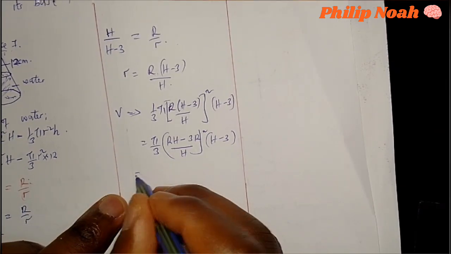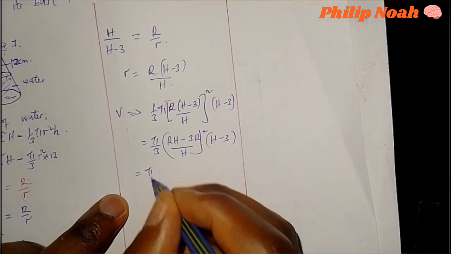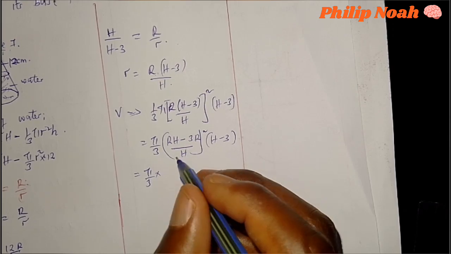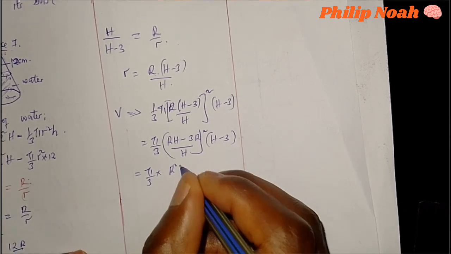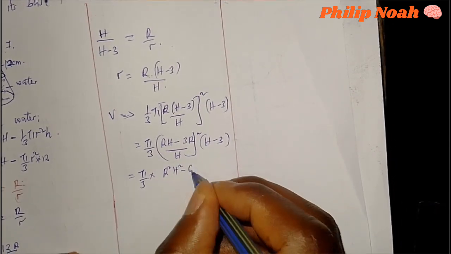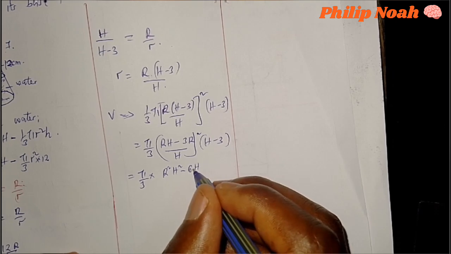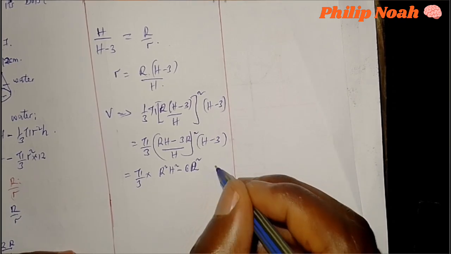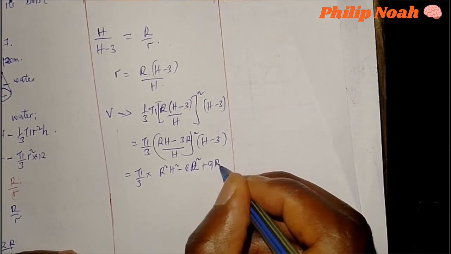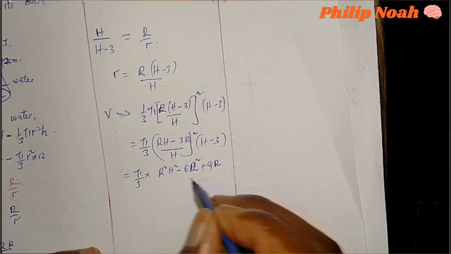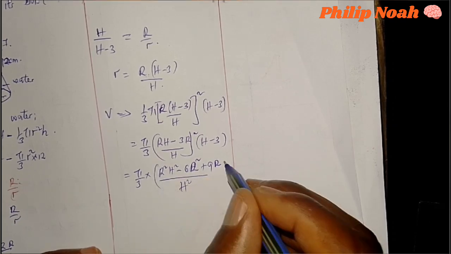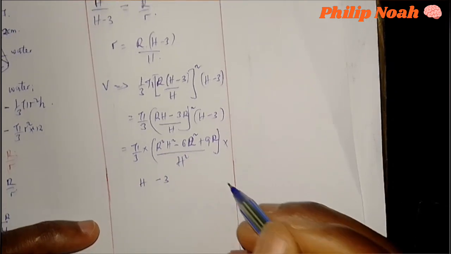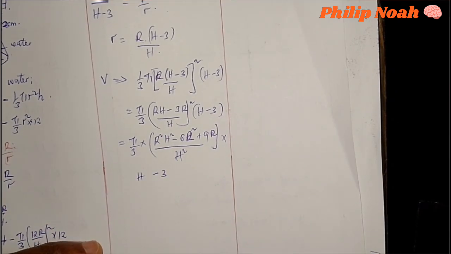If we square this in brackets, it will be pi over 3 times what's in the brackets now after squaring. It is r squared times (h squared minus 6h plus 9) over h squared, times (h minus 3). Are we there?